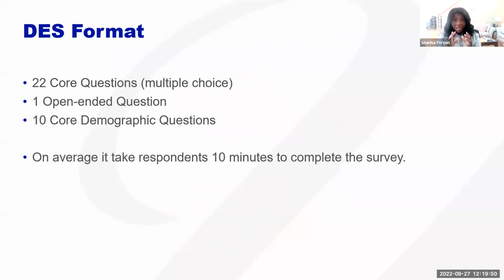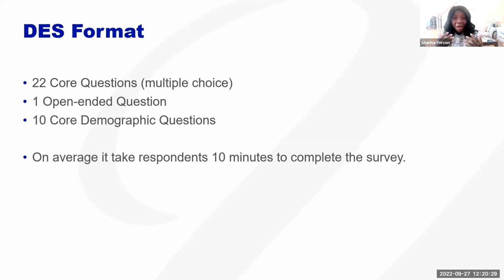So I mentioned that the DES is 22 core questions. It's a Likert scale, so I apologize for saying multiple choice. It's a 5-point Likert scale. You have one open-ended question, which allows the respondent to give a full and meaningful answer of whatever they want to say. And I can tell you when people answer this question, they really answer it. They give names, dates, times, geographic locations, whatever. They tell you everything when they answer that question.